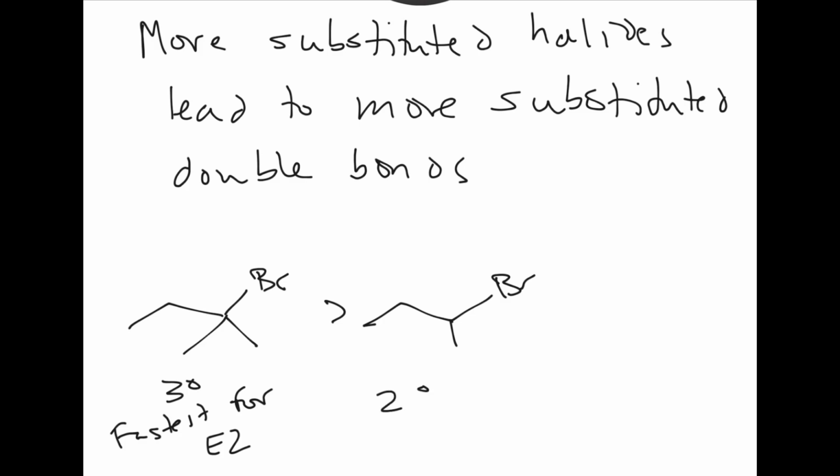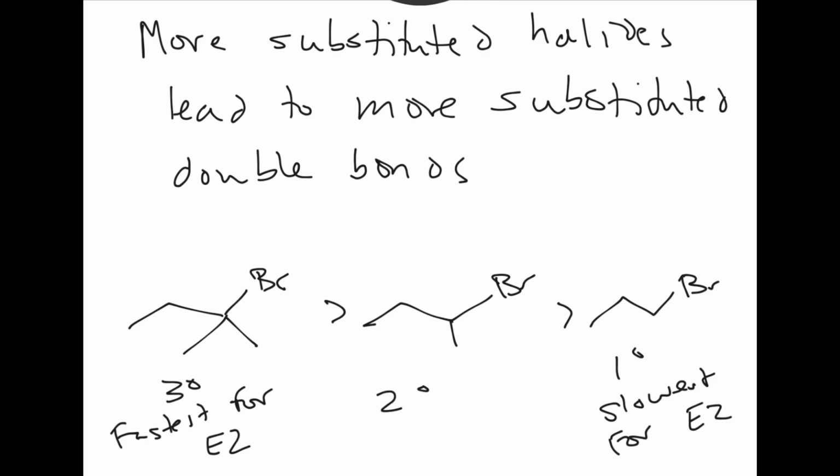Right, so the example I have drawn, the tertiary one leads to a tri-substituted double bond. The secondary bromide leads to a di-substituted double bond. And then if you have a primary halide, right, that's going to lead to a mono-substituted double bond. Right, so this is going to be the slowest for E2. So the more substituents you have on your carbon that has your halide, the faster the elimination is going to be. Because you just inherently are going to end up with a more substituted and thus more stable double bond.